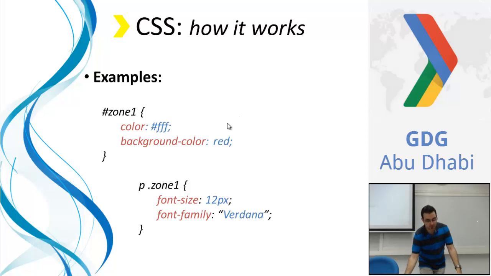As you can see, you can also define the colors as words. There are some basic colors you can find, like red, orange, green, white, black. All these you can find in HTML. But if you want that specific color that you don't have as basic, you can always choose the hex or RGB or whichever. Also here another example, which is P zone 1. So any paragraph element with a class zone 1 will have a font size of 12 pixels and a font family of Verdana.